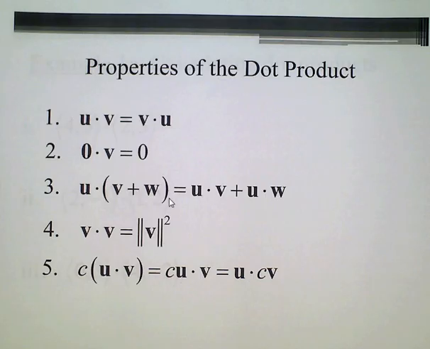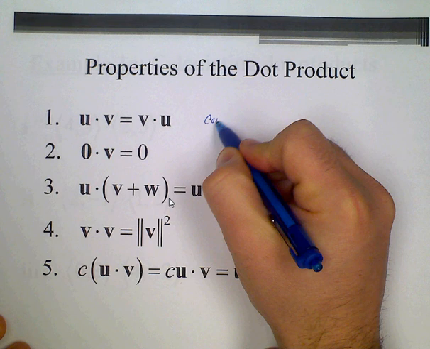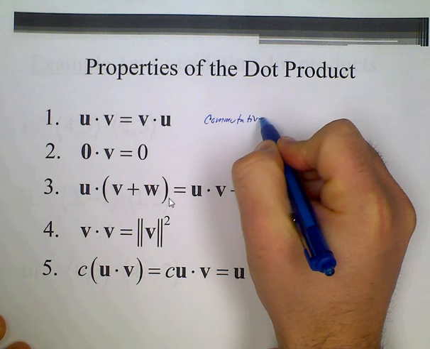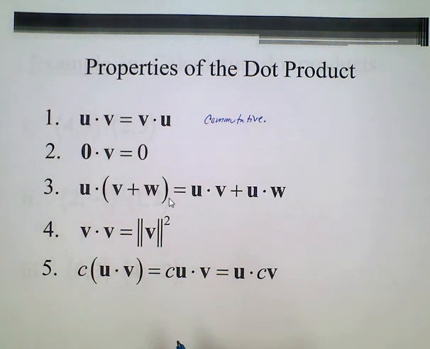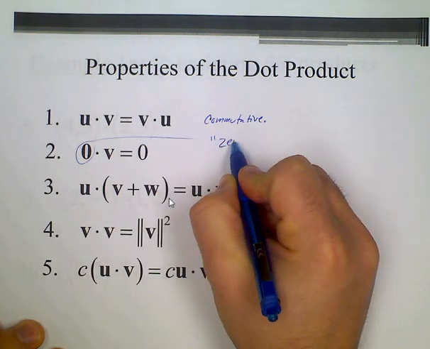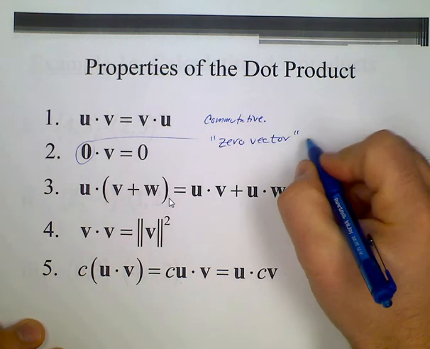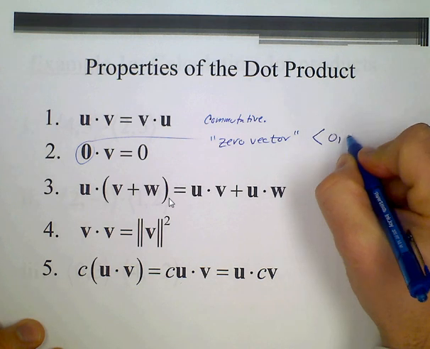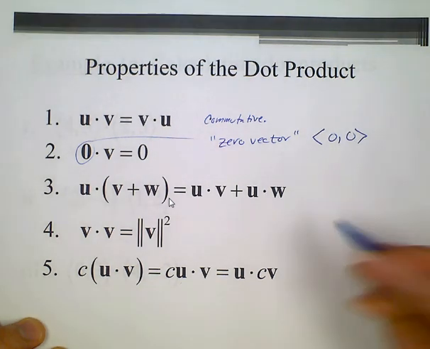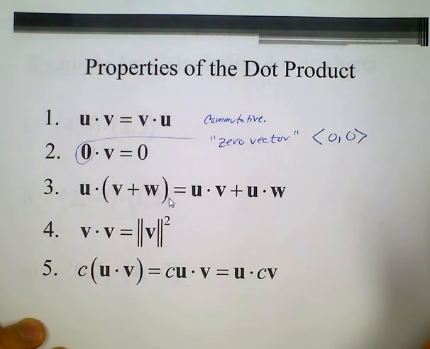Now, before we talk about actual calculations, let's quickly talk about some properties. U dot v is equal to v dot u. In other words, the dot product is commutative. You can do it in either order. Next, 0 dot v, and this is, by the way, the zero vector, not the number 0. The zero vector has horizontal and vertical components 0. So if you take the dot product of the zero vector and any vector, you get 0.